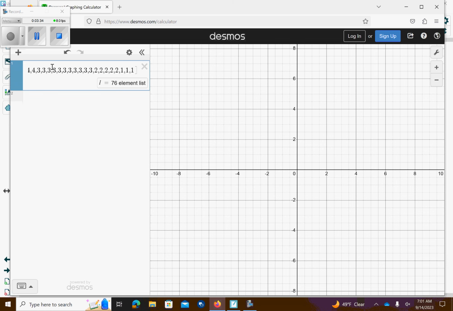So it looks like we got 76 items, which is what we said. So the median at both schools, what I can do is I can just type in median, parentheses, L. So our median is going to be 3, so that's answer number 2.